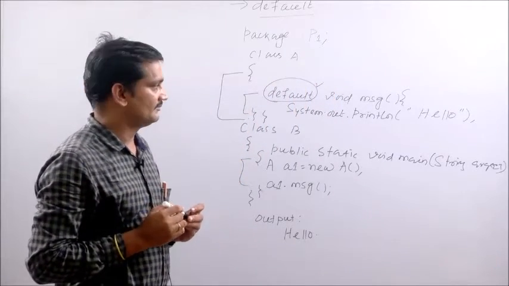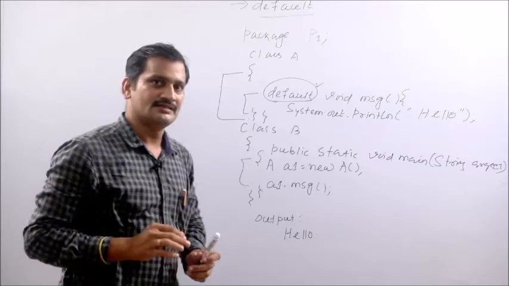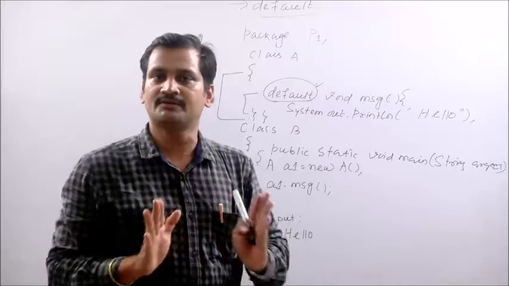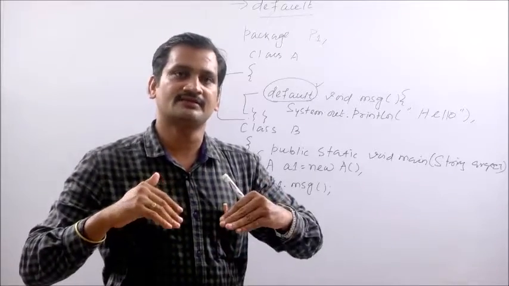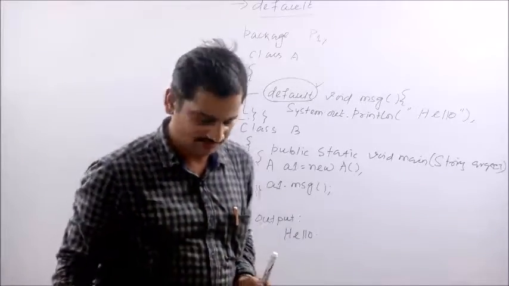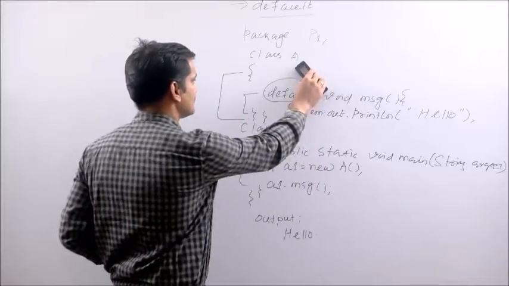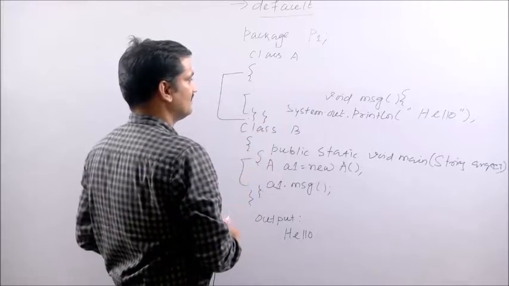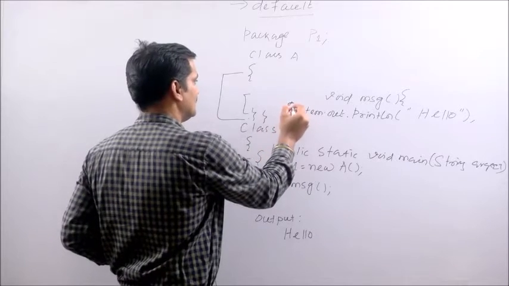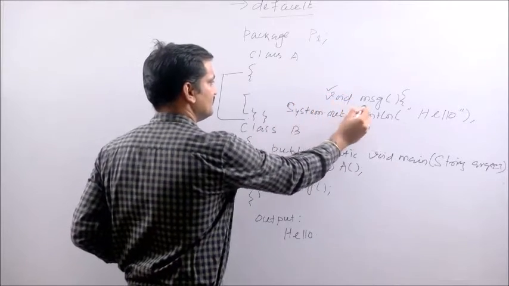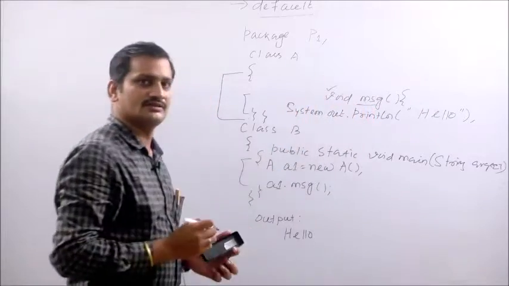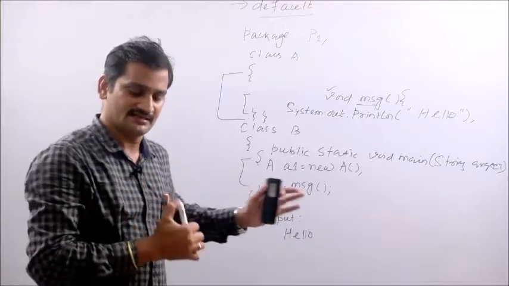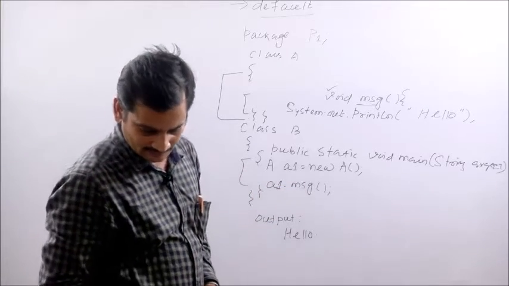Now, remember, the default access specifier is the default access specifier. That means, if you do not mention any access specifier for a member, then that access specifier is going to be the default access specifier. That means, if you do not mention any access specifier here, then JVM assumes that this member is going to be with a default access specifier. That means, default is the default access specifier in Java.